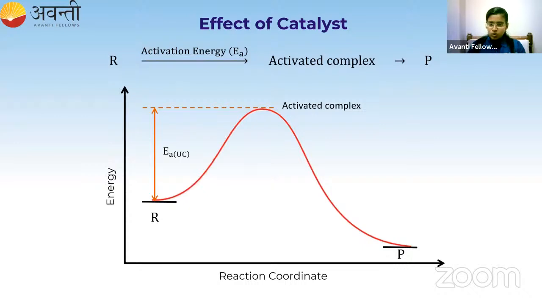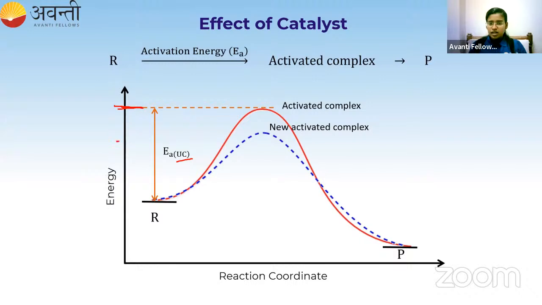What is meant by UC? Uncatalyzed reaction. If I am not using a catalyst, this will be the energy required for the reactant to get activated. Now, if I use the catalyst for a reaction, you see here, a new activated complex is forming at very low energy itself. So this is the activation energy for uncatalyzed reaction.